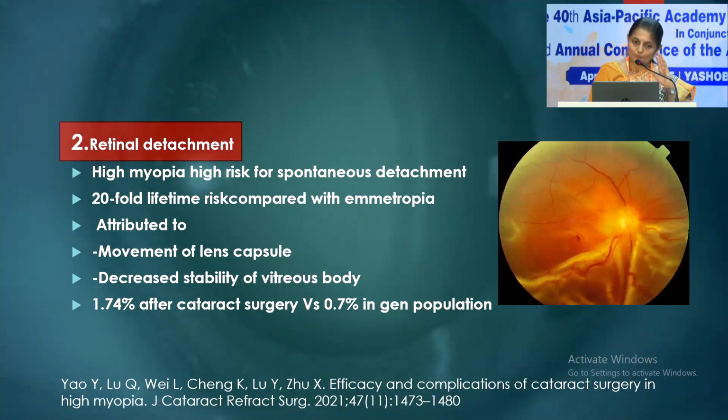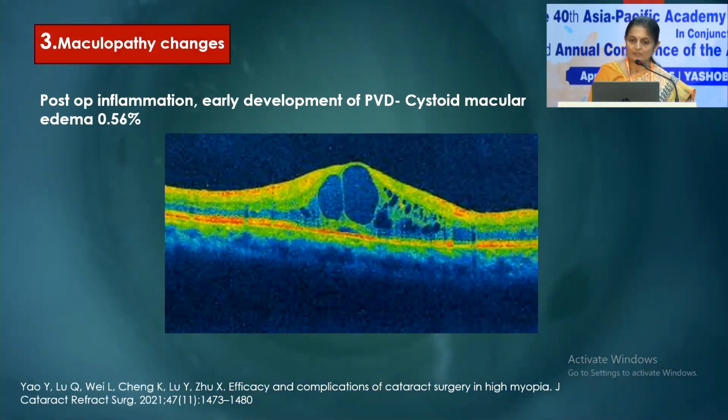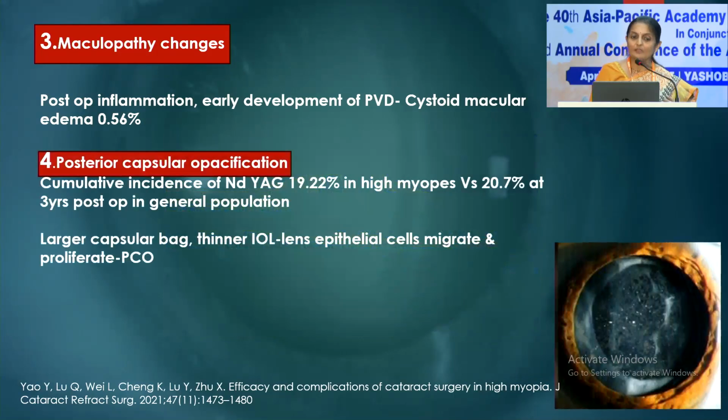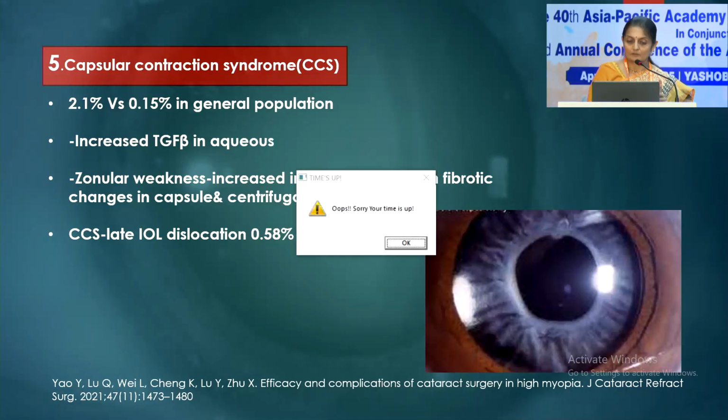Retinal detachment should always be in mind, so better to avoid any kind of complications, because movement of the lens capsule or decreased stability of the vitreous body can lead to RD at any time in life. Maculopathy changes occur as in any other cataract because of early development of PVD, or PCO because of the large capsular bag and thinner IOL, but may not be directly attributed to myopia. Yes, capsular contraction syndrome is a significant complication because of the increased imbalance between the fibrotic changes in the capsule and the zonules. Yes, late dislocation of IOL will be a complication which you should remember.